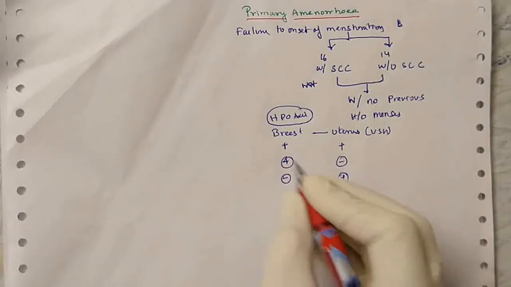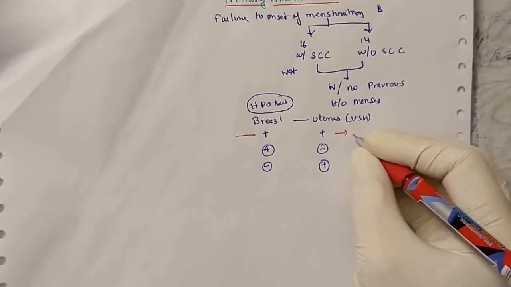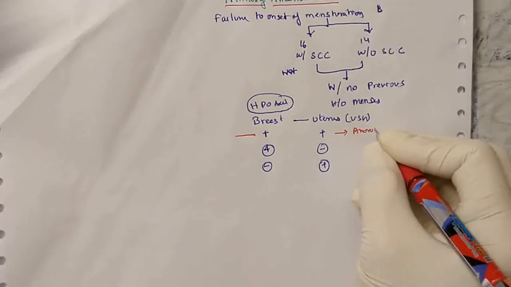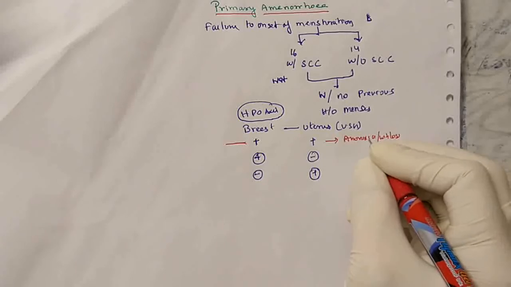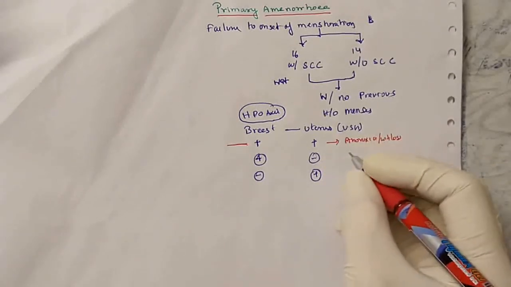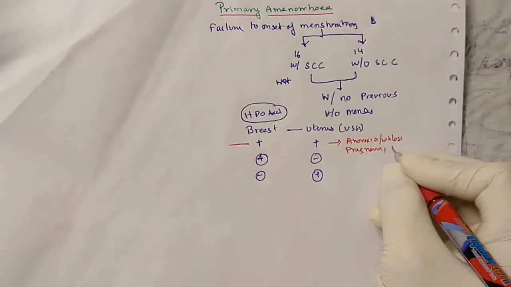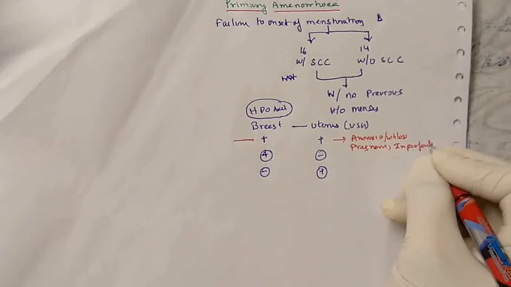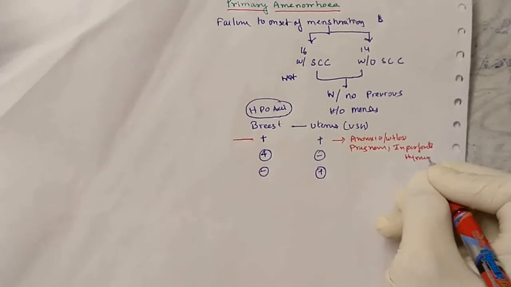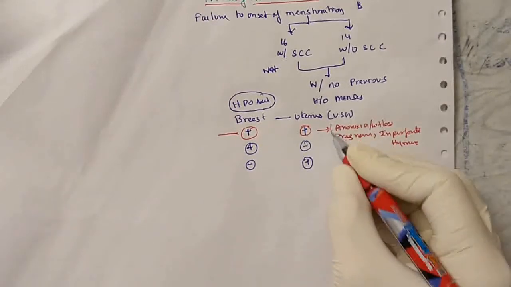So if both are present, then it can be due to anorexia or weight loss, if pregnancy is present, or if she has imperforate hymen. So if both are present and still has amenorrhea, then these are the causes.